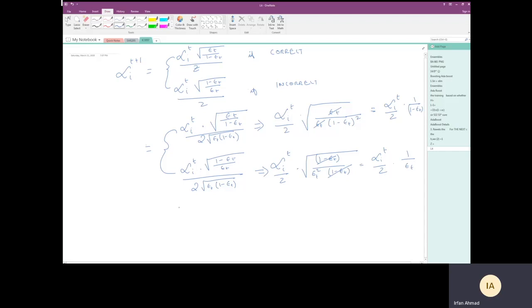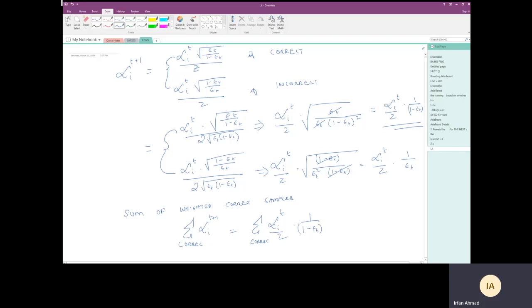So what is the sum of all the weighted correct samples? The sum of weighted correct samples is nothing but the summation over the correct ones of alpha sub i at t plus 1, right? And if you use this equation here, which is nothing but the summation over all the correct ones of alpha sub i of t over 2 times 1 over 1 minus error rate.